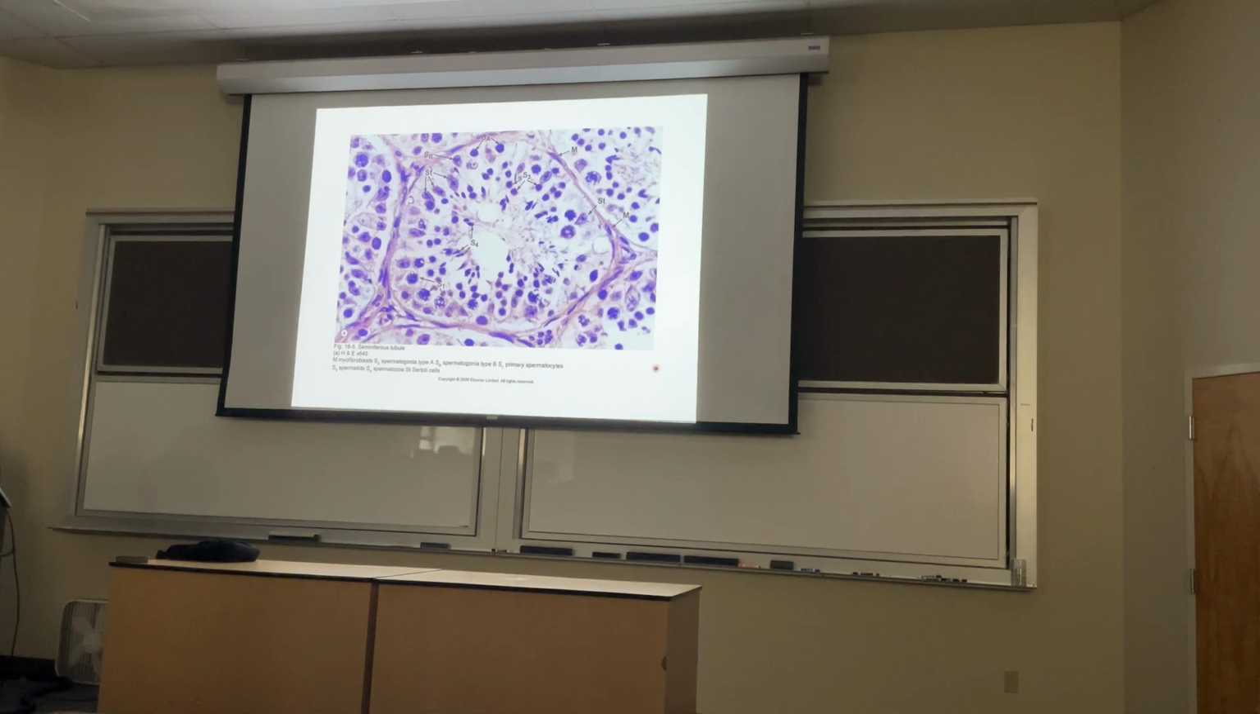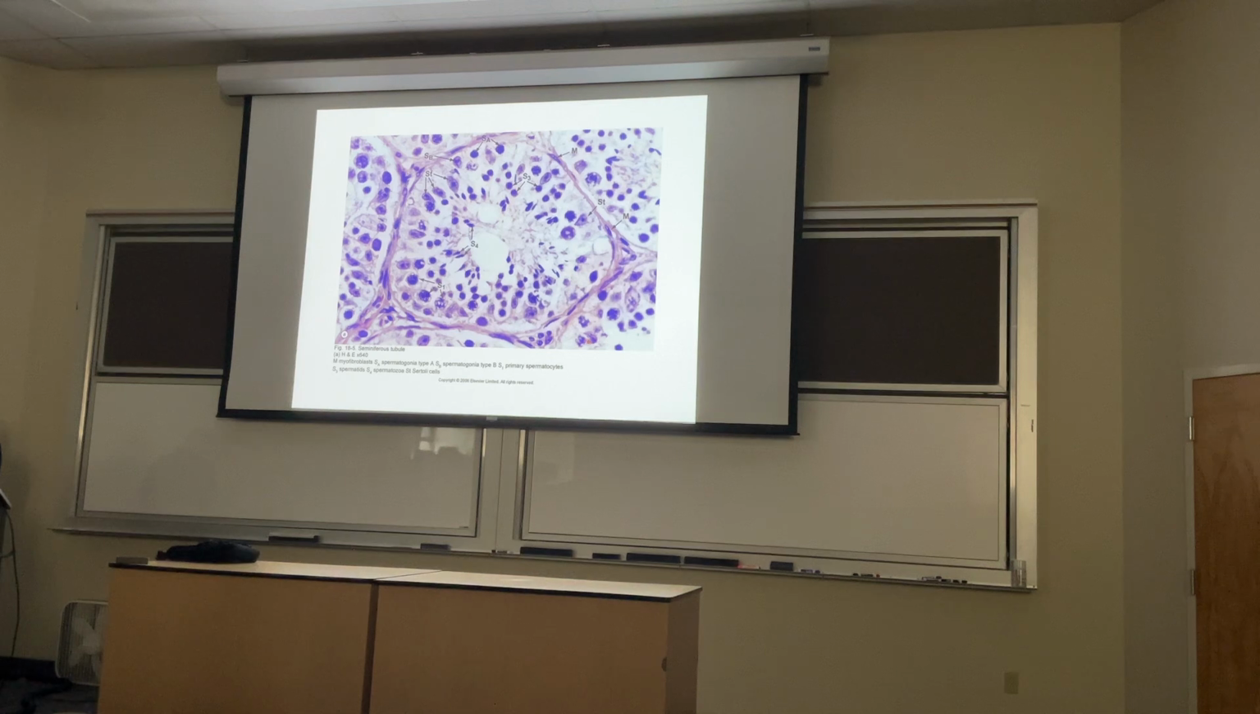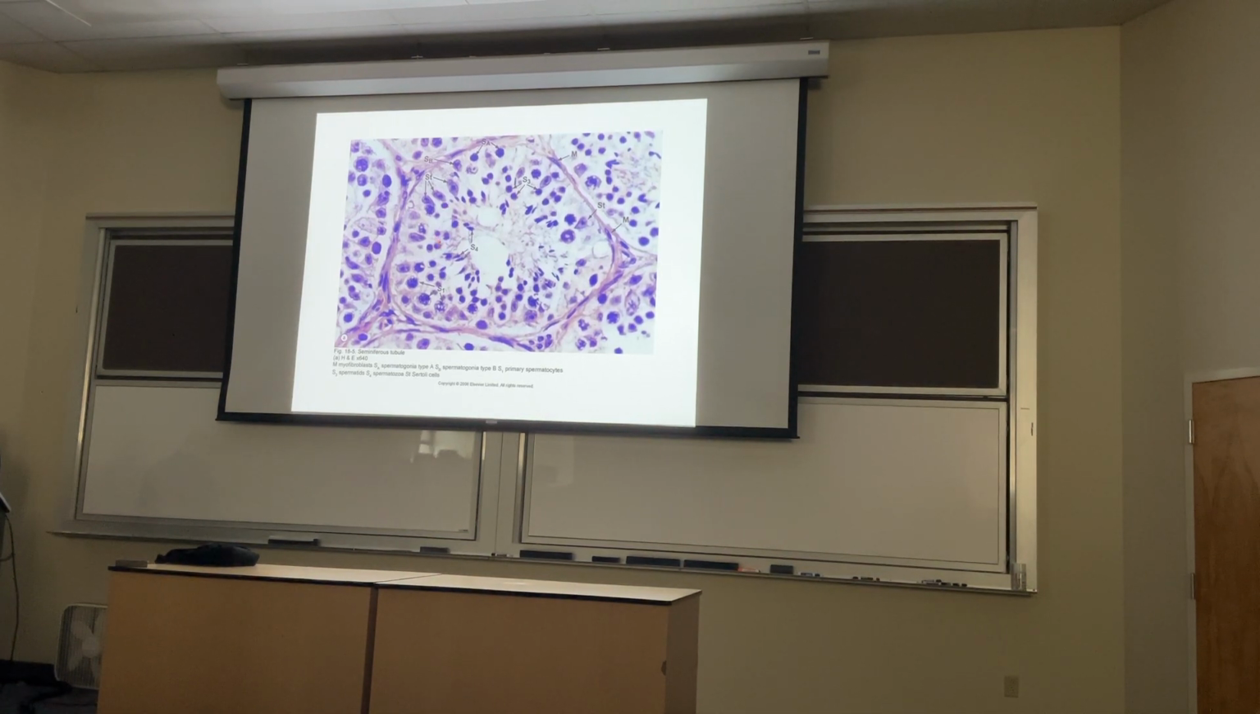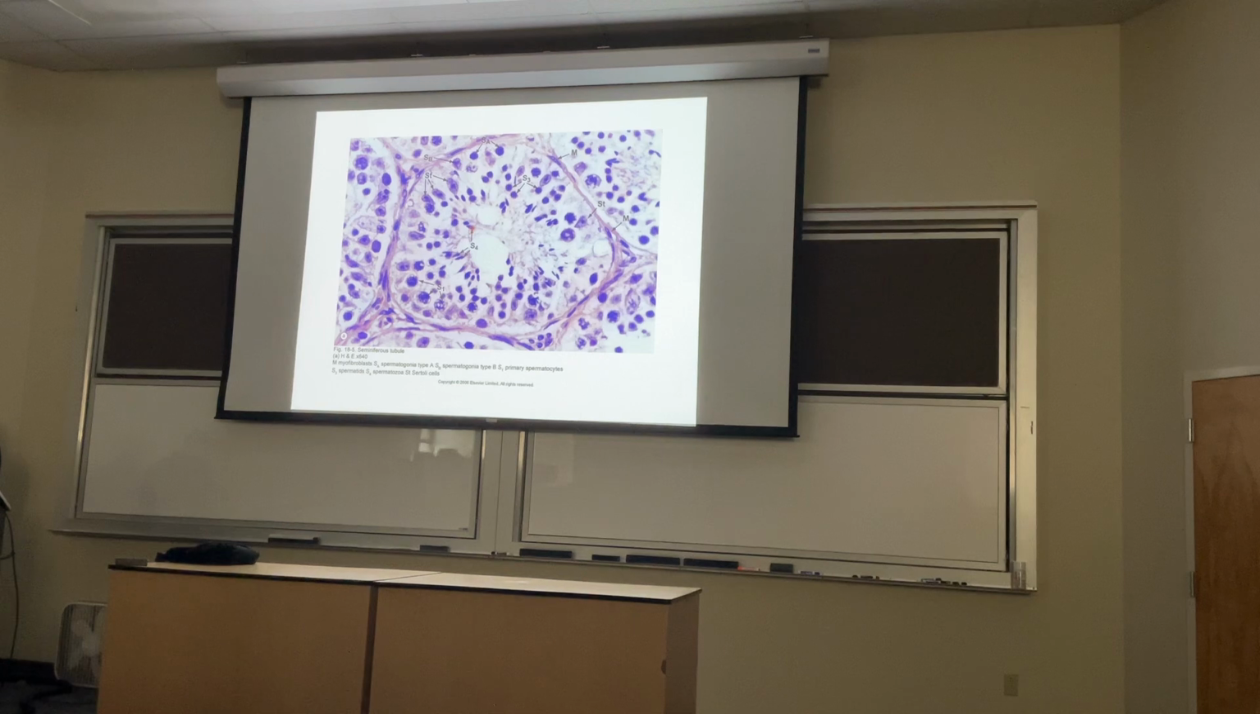Those are the primary spermatocytes. We don't see the secondary spermatocytes, so the next one we see are the spermatids, and all of these here are the spermatids, and then we see the sperm cells. Again, the deeper you go towards the lumen, the more mature your cells are.